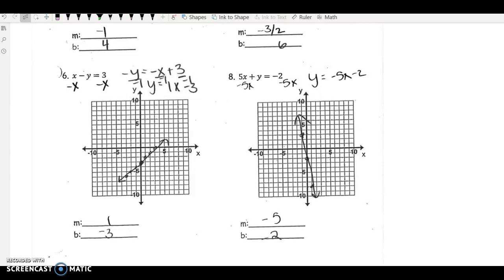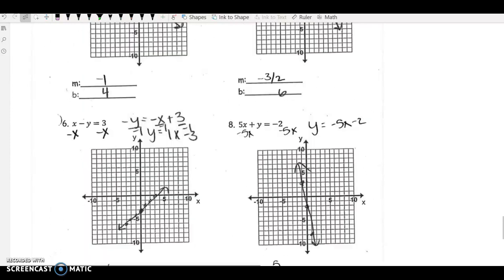Number 8, subtracted 5x on both sides, so you should get y equals -5x minus 2. So it tells me a y-intercept at -2, and then I have a slope of -5, so you go down 5 to the right 1. This was my y-intercept, all right?